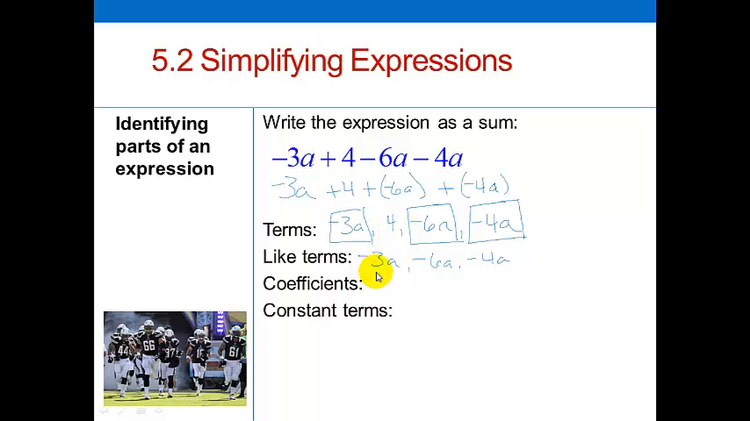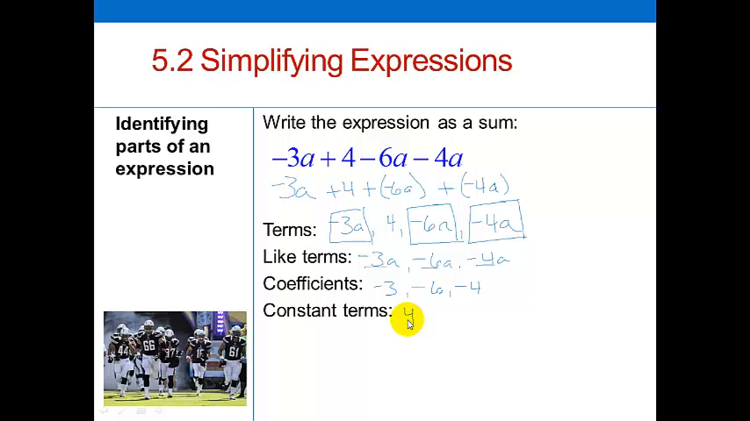Our coefficients, oh, they're right here. We can take a look at those. It's going to be negative 3, negative 6, and negative 4. And then the constant terms that I have, I only have one in here, and that's going to be 4.